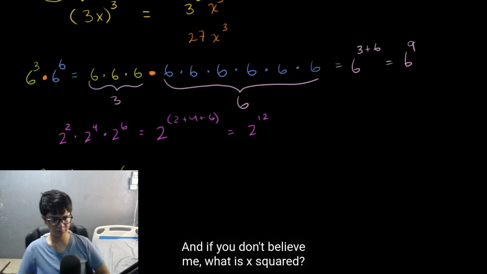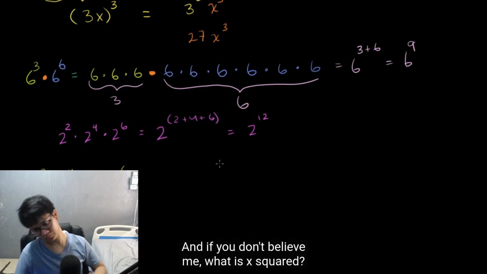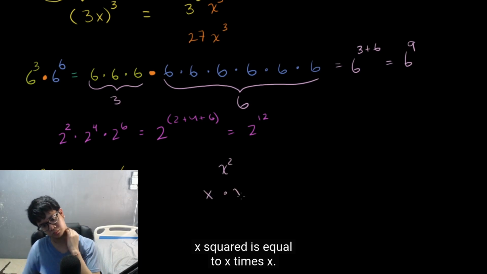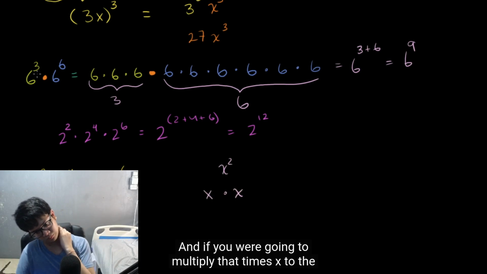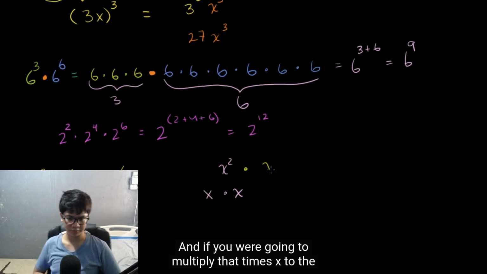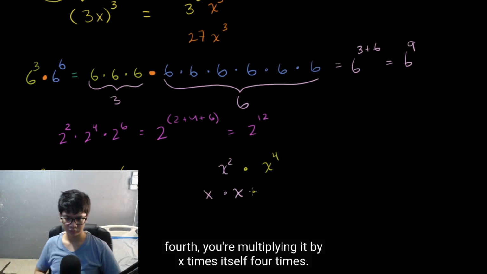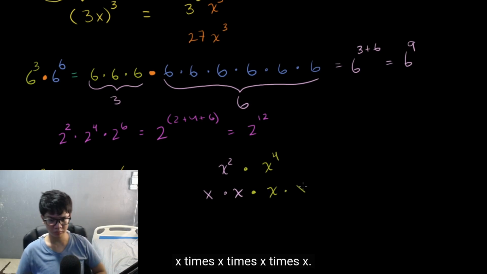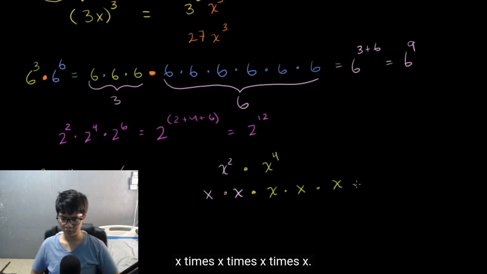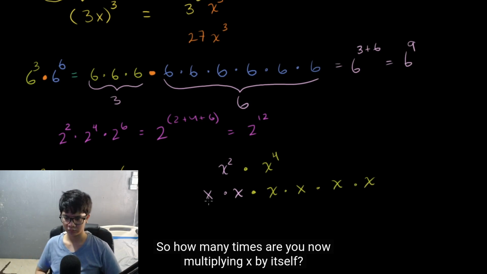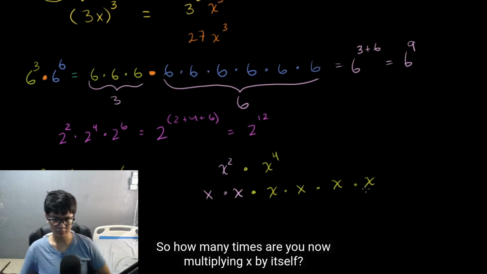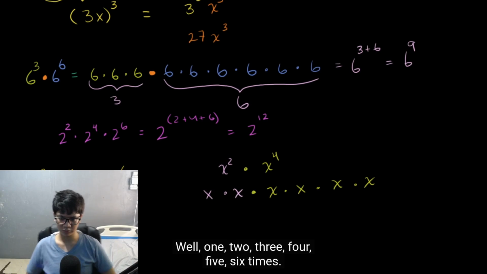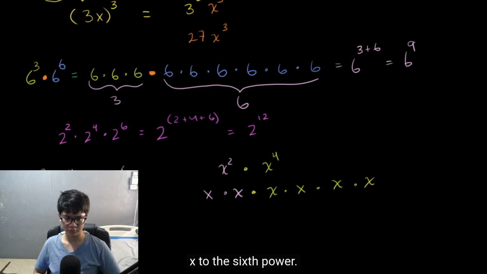And if you don't believe me, what is x squared? X squared is equal to x times x. And if you're going to multiply that times x to the 4th, you're multiplying it by x times itself 4 times. X times x times x times x. So how many times are you now multiplying x by itself? Well, 1, 2, 3, 4, 5, 6 times. X to the 6th power.